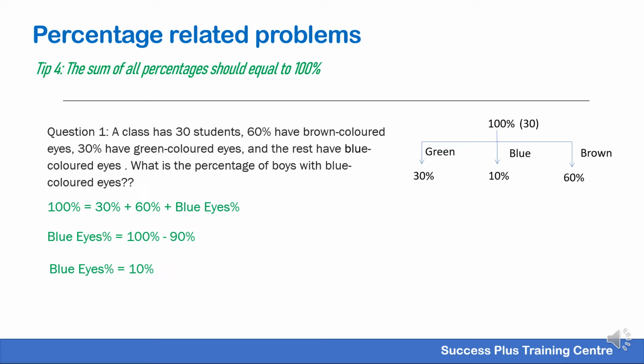In this question, the sub-percentages we have are the green-coloured eyes students, blue-coloured eyes, and the brown-coloured eyes. So if we add the percentage of green-coloured eyes with the percentage of blue-coloured eyes and the percentage of brown-coloured eyes, that should give me 100%. So in this case, 100% equals 30% plus 60% plus the percentage of students with blue-coloured eyes. This means the blue-coloured eyes percentage equals 100% take away 90%, which is equal to 10%.